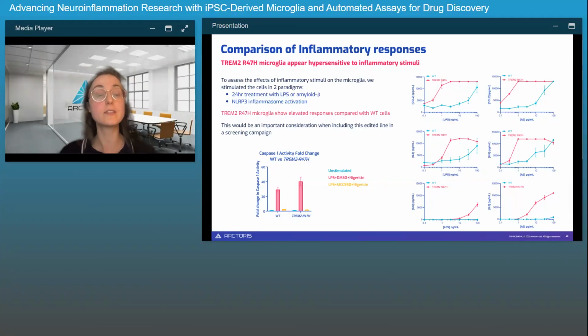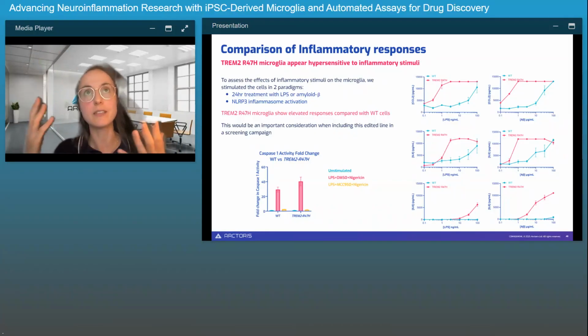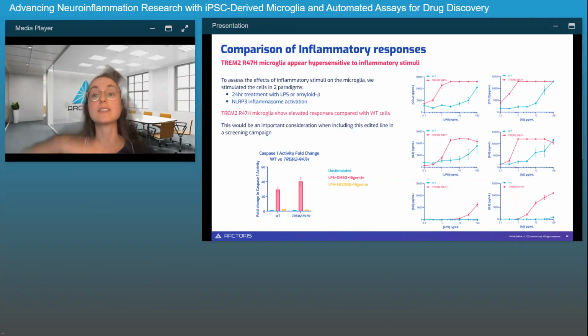However, a difference we are starting to see is in the response of these TREM2 microglia to inflammatory stimuli in different pathways. For example, we've also done a caspase-1 activity assay in both wild type and TREM2 microglia, and the TREM2 microglia appear to be more sensitive, meaning they have a higher increase in caspase-1 activity when we stimulate them. And on the right-hand side, you can see different graphs of cytokine release in response to either LPS or amyloid beta. And once again, in the pink line, you can see how the cytokine release from the TREM2 microglia is higher than from the wild-type microglia, which is really interesting.